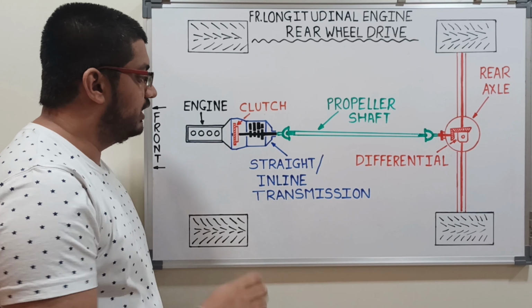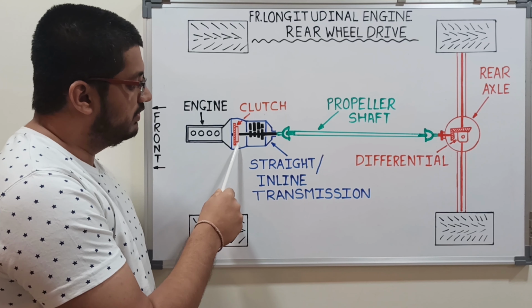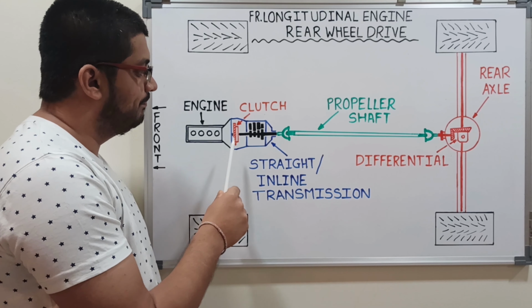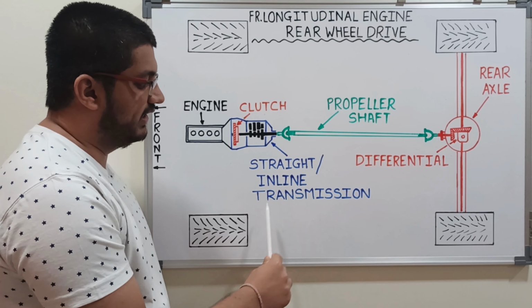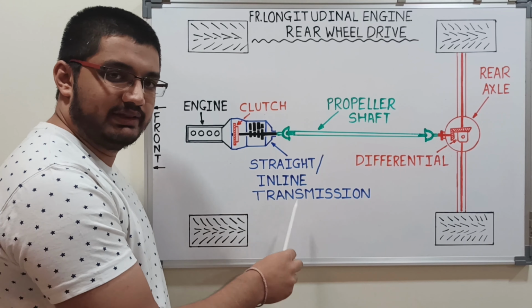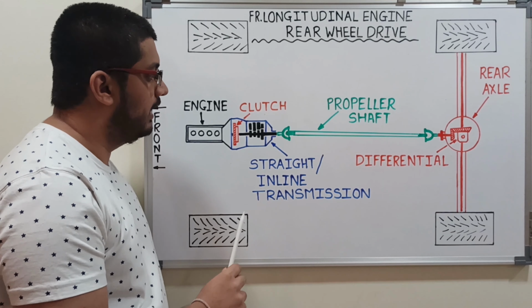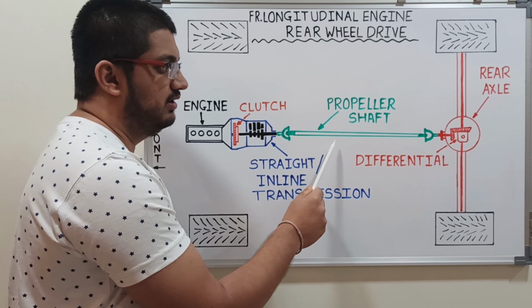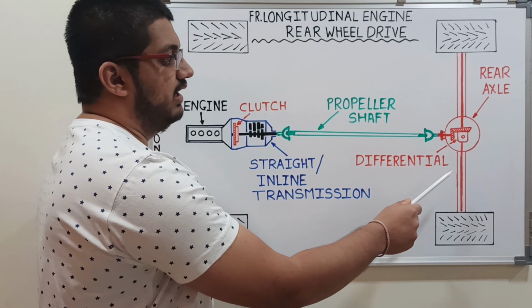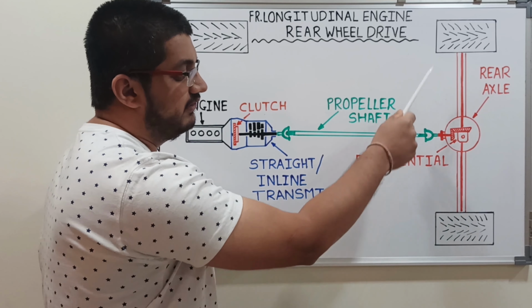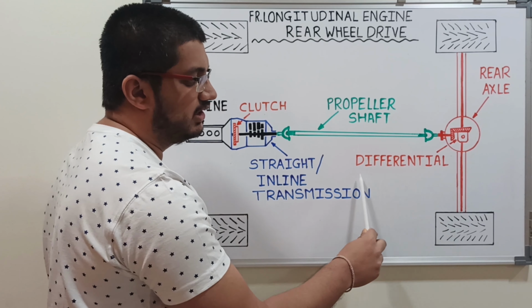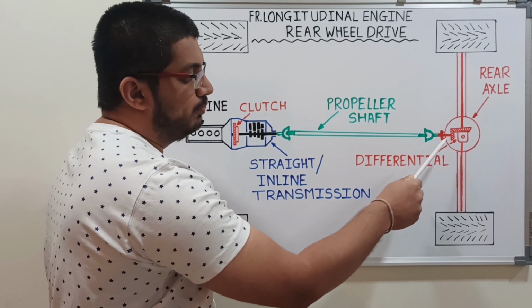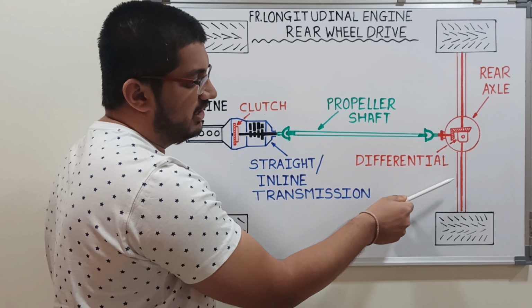Then the next main component is the clutch, which is mounted on the flywheel of the engine. Then comes the straight or inline transmission. In this layout, the inline transmission is used. Then the propeller shaft and ultimately the rear axle, which has an incorporated differential in it. And the outputs of the differential are two solid shafts.